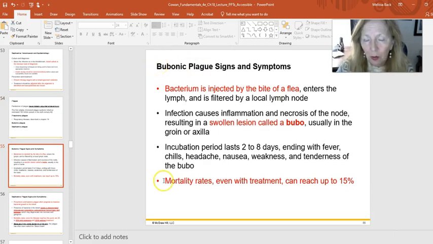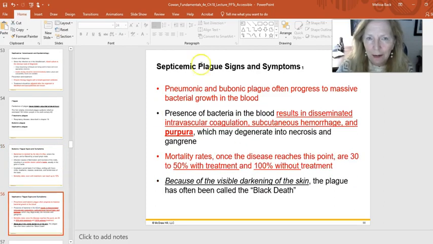Bubonic plague, so mortality rates, even with treatment in bubonic, can be as high as 15%. It needs to be caught early and treated early to be effective.